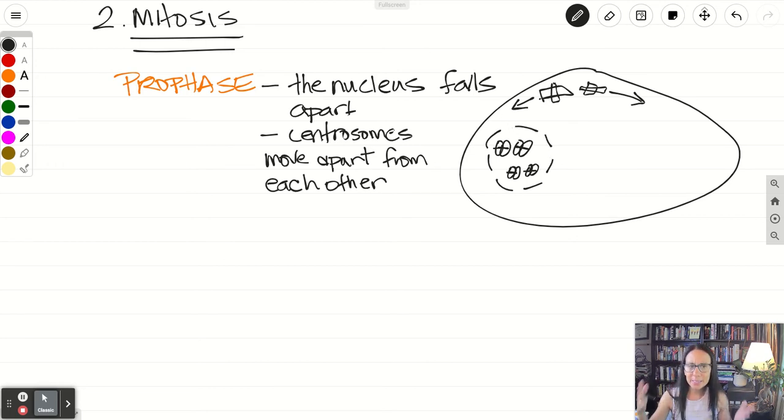So then in the next phase, and I want to point out that as I'm talking about each of these phases, when the cell is undergoing mitosis, all of this just happens consecutively. And so it just happens in one smooth motion. It's not like it stops, goes, stops, goes. And we come up with these steps just to help explain this process. So the next step is called prometaphase.